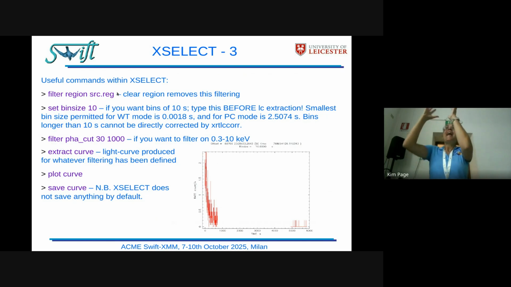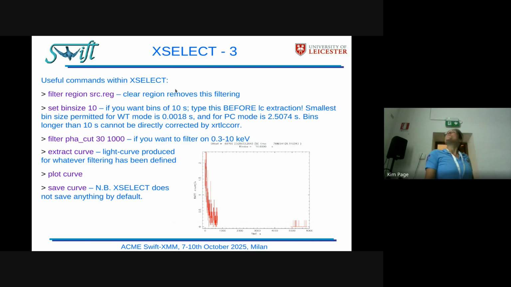At that point, everything we do is only the data in that small source region until you get rid of it. So you don't have to say filter region, extract a light curve, and then if you want to extract a spectrum, you don't have to do the filter region again. It remembers it until you say clear region, at which point it deletes it for you.